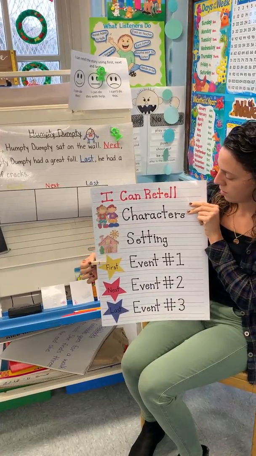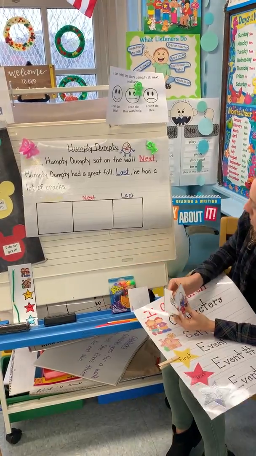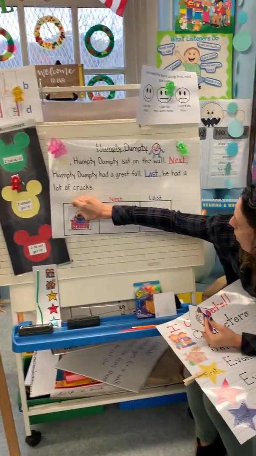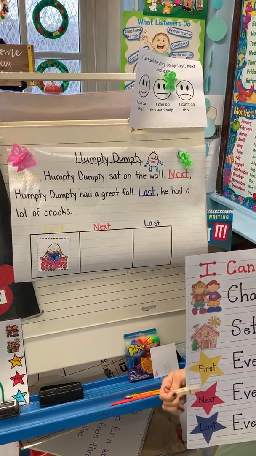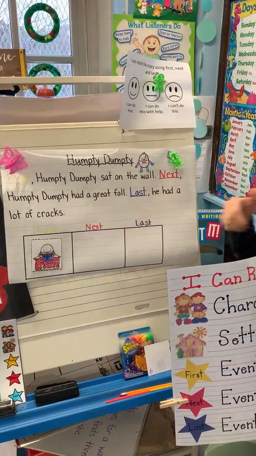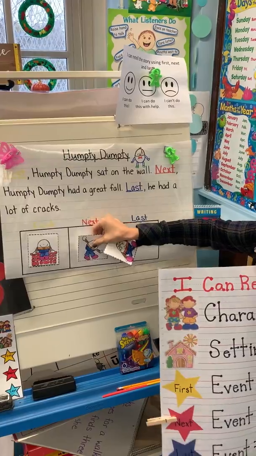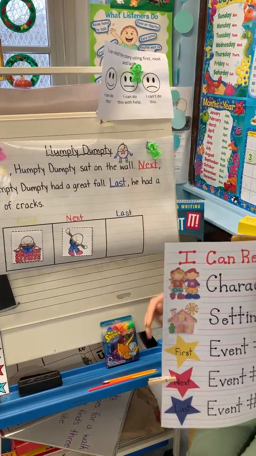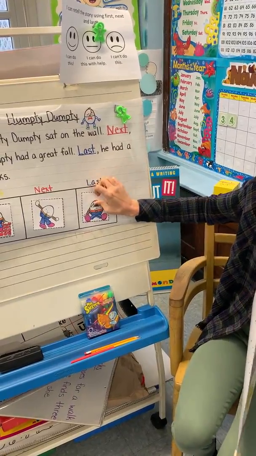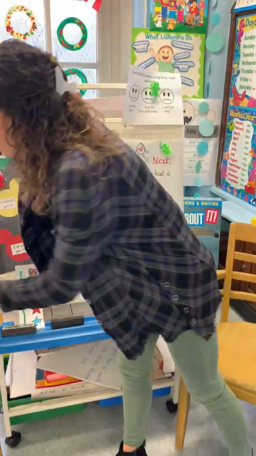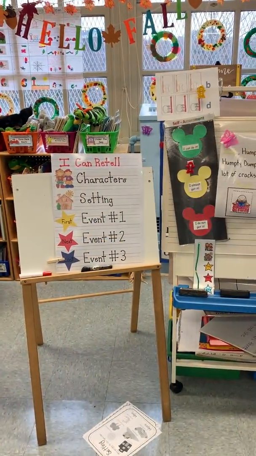First, Humpty Dumpty sat on the wall. Next, he had a great fall. And last, he had a lot of cracks. So we used our chart to retell the story using character, setting, first, next, and last.